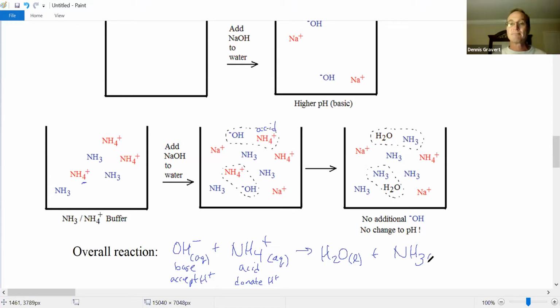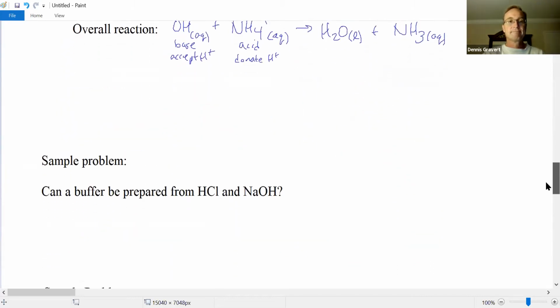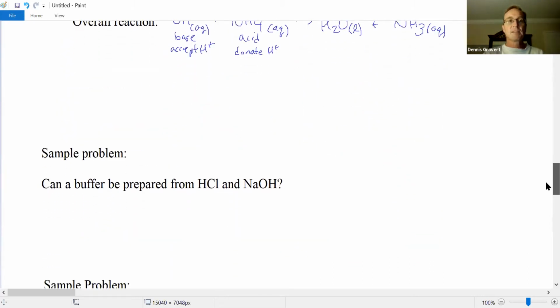Now you're neutral. More importantly, as a check, if you have a buffer, the product should be the other component of the buffer, right? So you start with ammonium ion, that's one component. It reacted to create the other component. It's a nice way to check your buffer reactions. Cool. All right, let's ask the question.